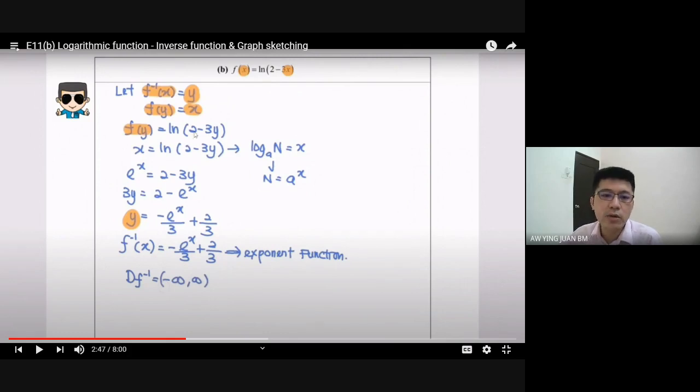So di sini you nampak kita ada ln. Ln tu log base e ya, log base e. So kita berada dalam log form, kita nak tukar jadi index form. So log base e, e di sini kecil, pindah ke sana jadi besar. Okay, so exponent x is equals to 2 minus 3y. So teruskan, yang penting express y as a subject in terms of x. So akhirnya saya punya inverse, saya dapat negatif exponent x over 3 plus 2 over 3.